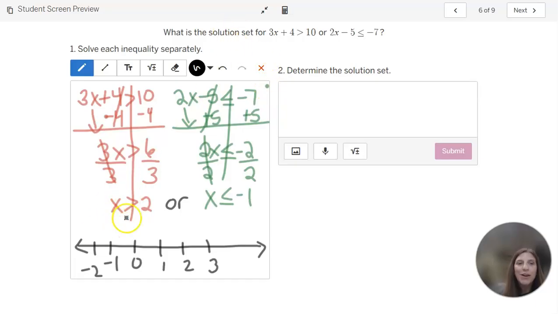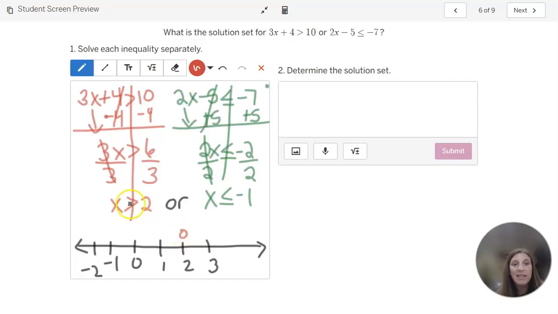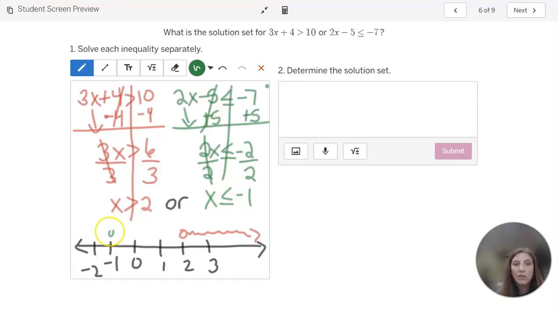Okay, so for the red one, it has to be an open circle at the number 2 because it doesn't have the equal to line and it's greater than, so we're shading to the right. For the green one, it has to be a closed circle at -1 because it has the equal to line and we're shading to the left. The solution set can be over here, or over here. That is what your graph will look like.